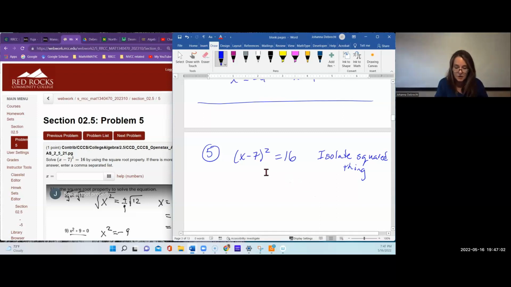In this case, though, we have x minus 7, the whole quantity being squared, and the square is isolated on the left side. There's nothing added outside of the square and nothing multiplied or divided outside of the square. That means that we can apply the square root property next.